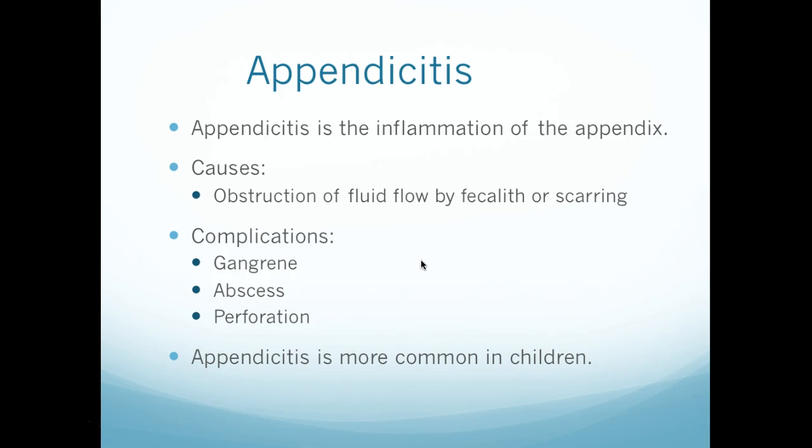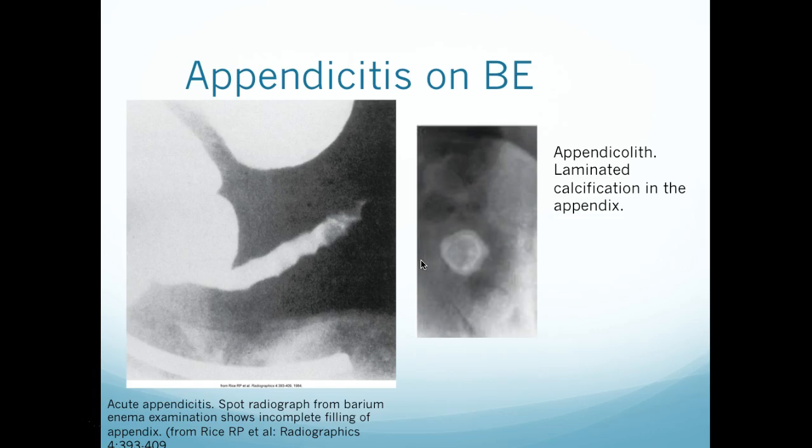So, appendicitis. It's the inflammation of the appendix. The causes are obstruction of the flow of a fecalith or from scarring. So, something gets caught in there, so a little stone can form where it gets stuck in the appendix, and it can get gangrene, it can abscess, and it can perforate. It's more common in children than in adults, but it is possible in adults. We do see it, especially in pregnant women.